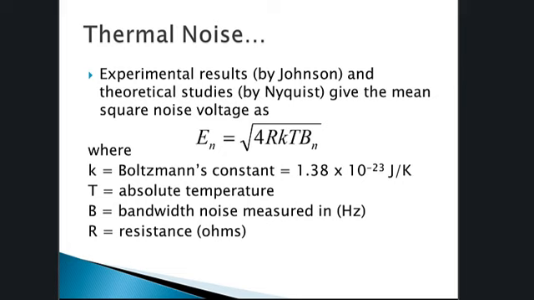Experimentally, thermal noise was derived as a mean square noise voltage and was given as the square root of 4RkTB, where k stands for Boltzmann's constant, T stands for absolute temperature, B stands for the bandwidth of noise measured in Hertz, and R for resistance in ohms. This mathematical formula was derived by Johnson based on his experimental results and the theoretical studies by Nyquist, due to which this noise is also called the Johnson noise. So thermal noise is also known as the Johnson noise.